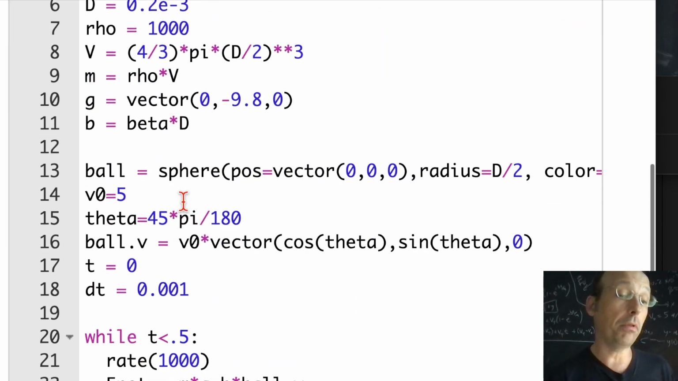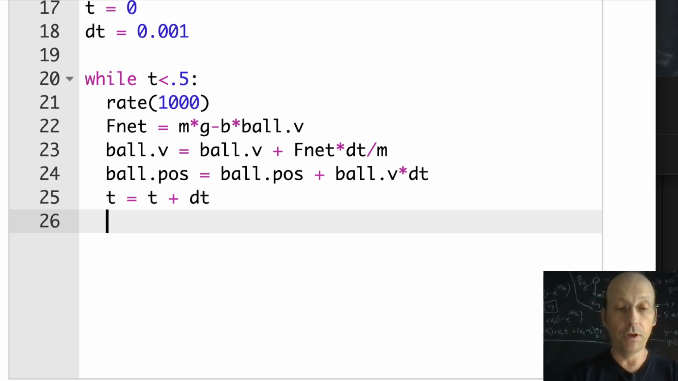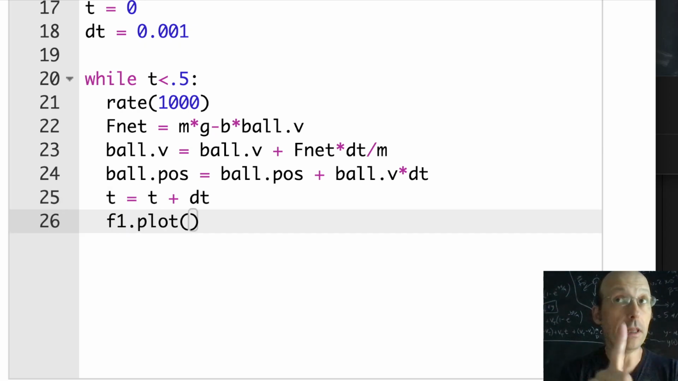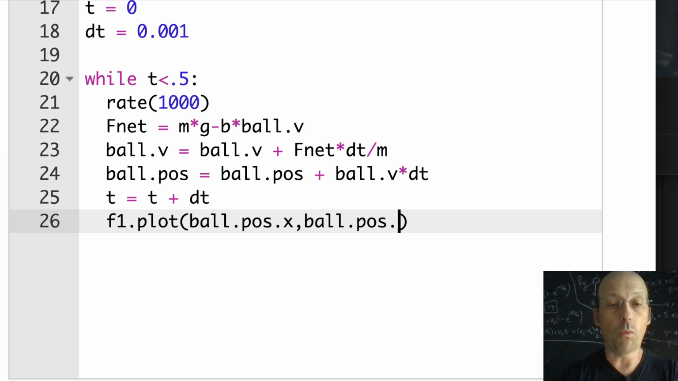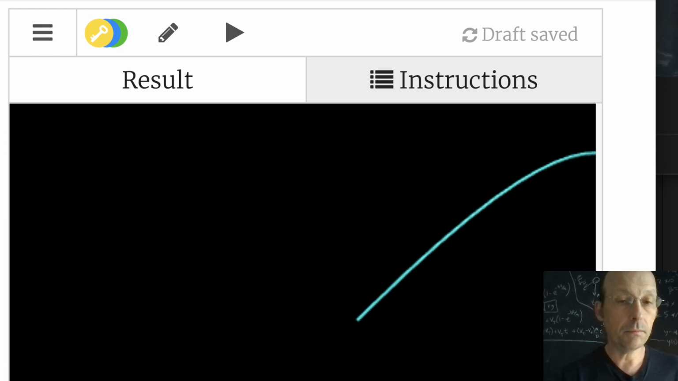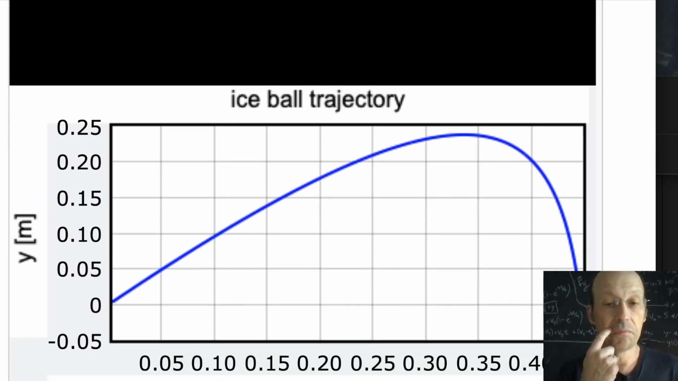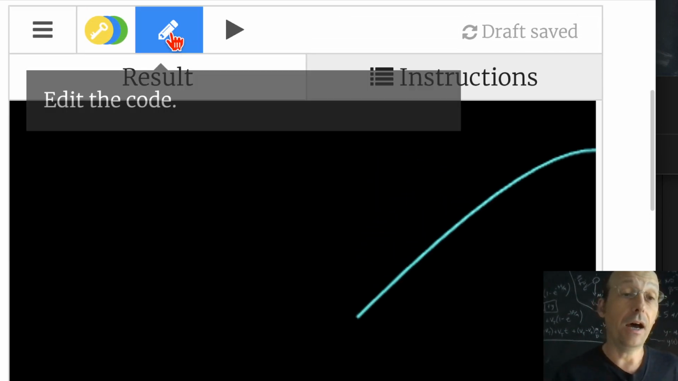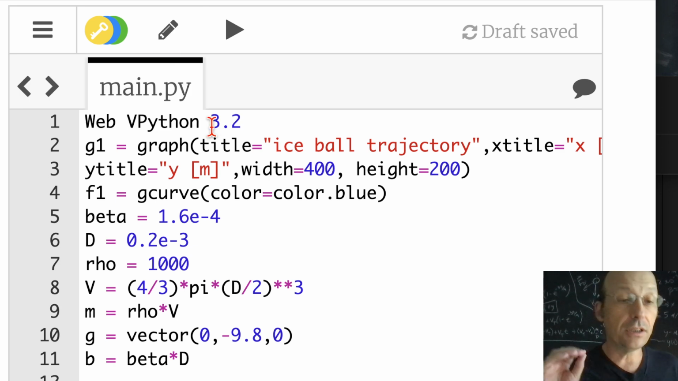Now down here I want to plot the trajectory in each time interval, F1 dot plot. I want to plot the x coordinate and the y coordinate. So that's going to be the position function of the ball object. So it's going to be ball.pos.x, ball.pos.y. No y. There you go. Let's see if this runs. Okay. That's good. Nice. Now for the hard part, because now I need to type in my initial properties.